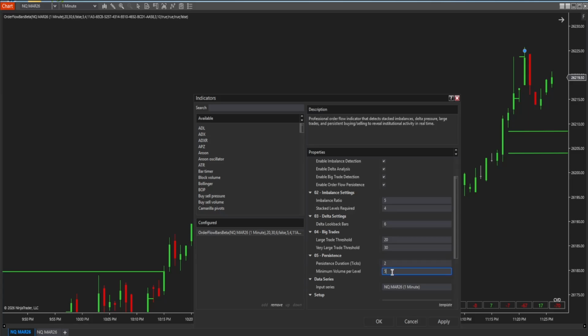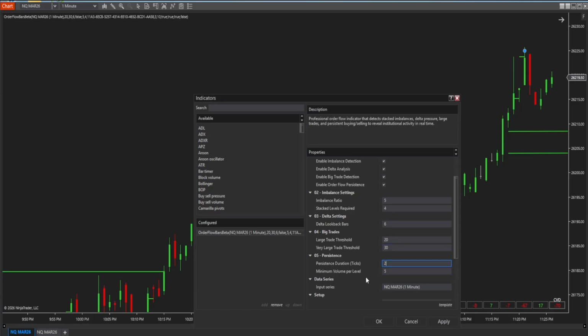Let's do 5 so we can really get some persistence trades shown so I can explain it to you how it works. Now, persistence duration ticks. That is set to 2. What that means is that when you tick up, that is a buyer. Okay. Now the minimum volume per level is 5.